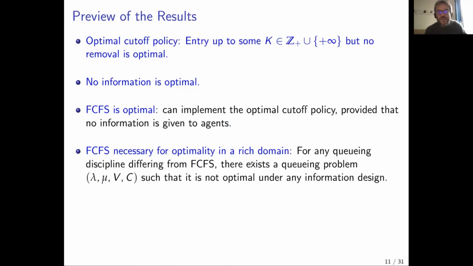And on top of this, we show that first come, first served is actually necessary for optimality in a rich domain sense, in the sense that if you take any alternative queuing rule which differs from first come, first served, then you can find an environment, actually an MM1 environment, in which this queuing rule is not going to be optimal under any possible information design. So it's a sense in which first come, first served is uniquely optimal if you think in a large domain sense.